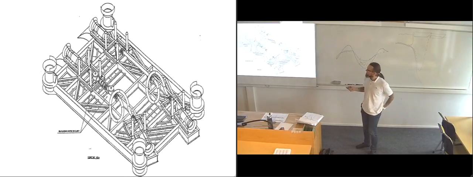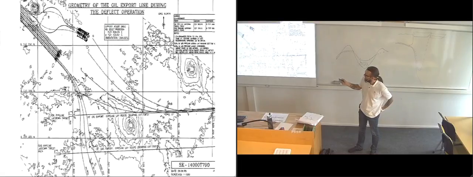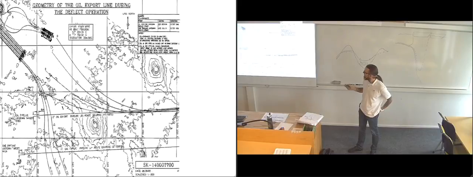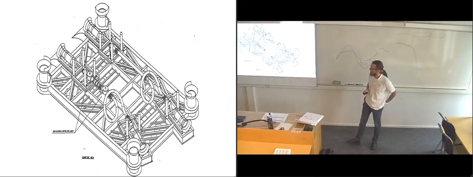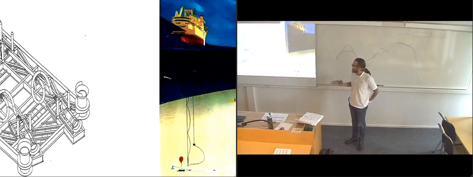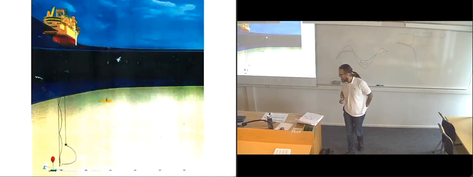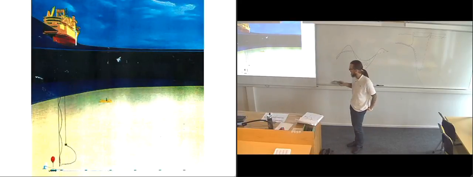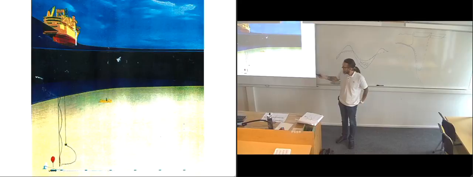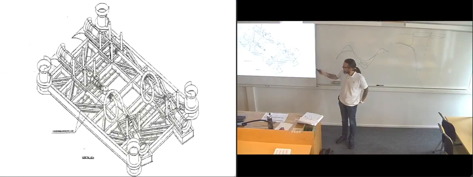And here you see the rig part that's up here, the template. This is the same one, so you see you can connect the pipeline in here from the oil field, and then you have the flow lines going out here. And this is to show how they move the pipeline. Over here, the yellow dot there is this structure.